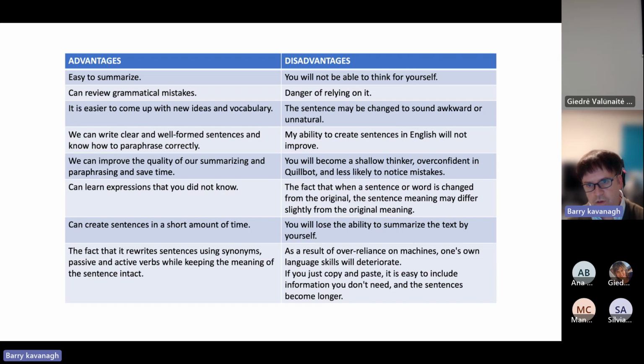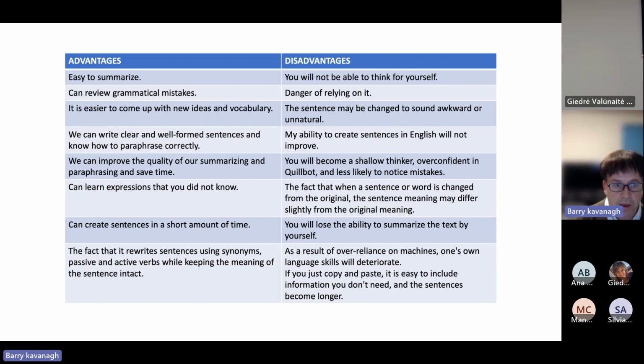But if we look at the disadvantages, many students said, well, there's a danger of relying on it. You'll not be able to think for yourself. The sentences may sound awkward or unnatural. And your ability to learn English won't really improve if you rely on this model too much. So those were the kind of basic answers I got for that question.